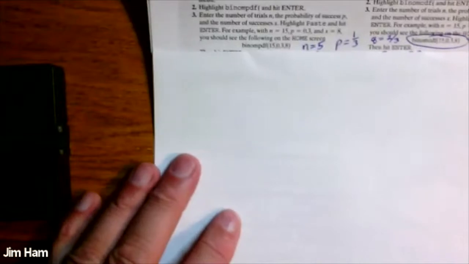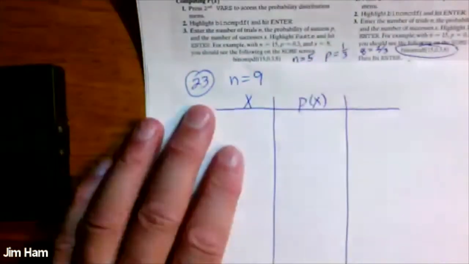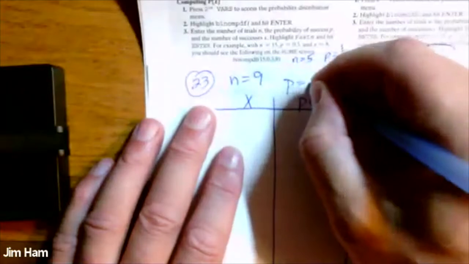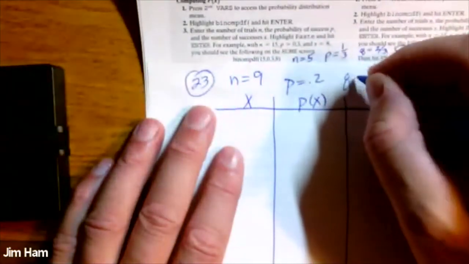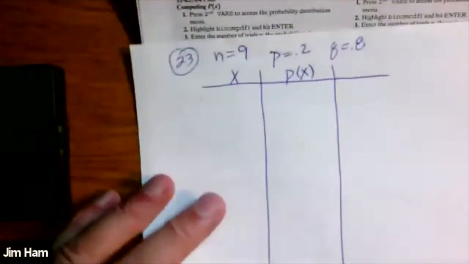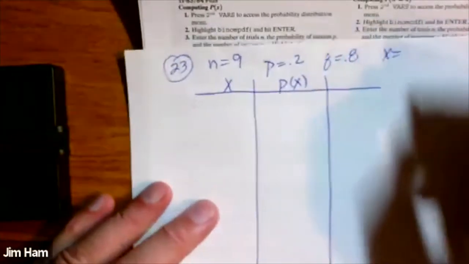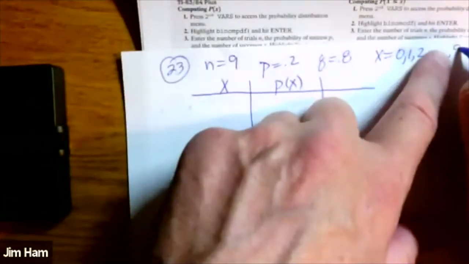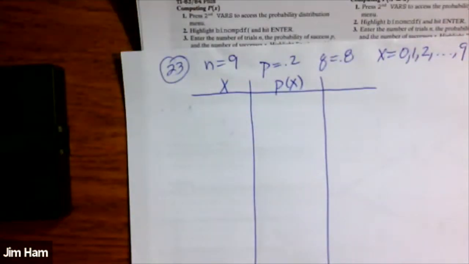I want to do the table now. This is number 23, where n is equal to 9. Most of the time you're not going to do the table, but it's helpful to understand what you're doing if you do this table. P equals 0.2, q is equal to 0.8. And then x takes on values from 0 all the way up to the value of n, which is 9.